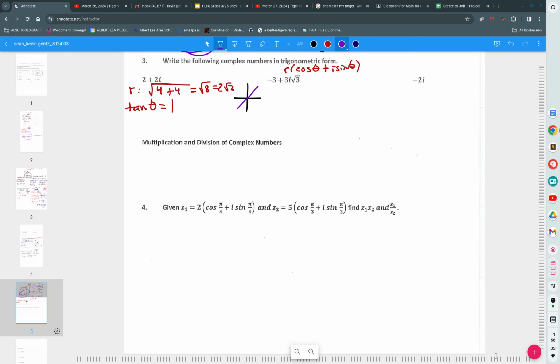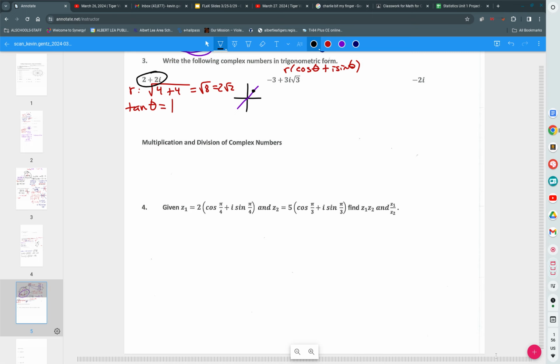First quadrant, and the reason why is if you were to graph 2 plus 2i, we would go over 2 and we'd go up 2 and we'd end up in that first quadrant. So again, I give this test and people are not getting the right quadrant. Know which quadrant it's in. You just graph it. That's all you have to do.